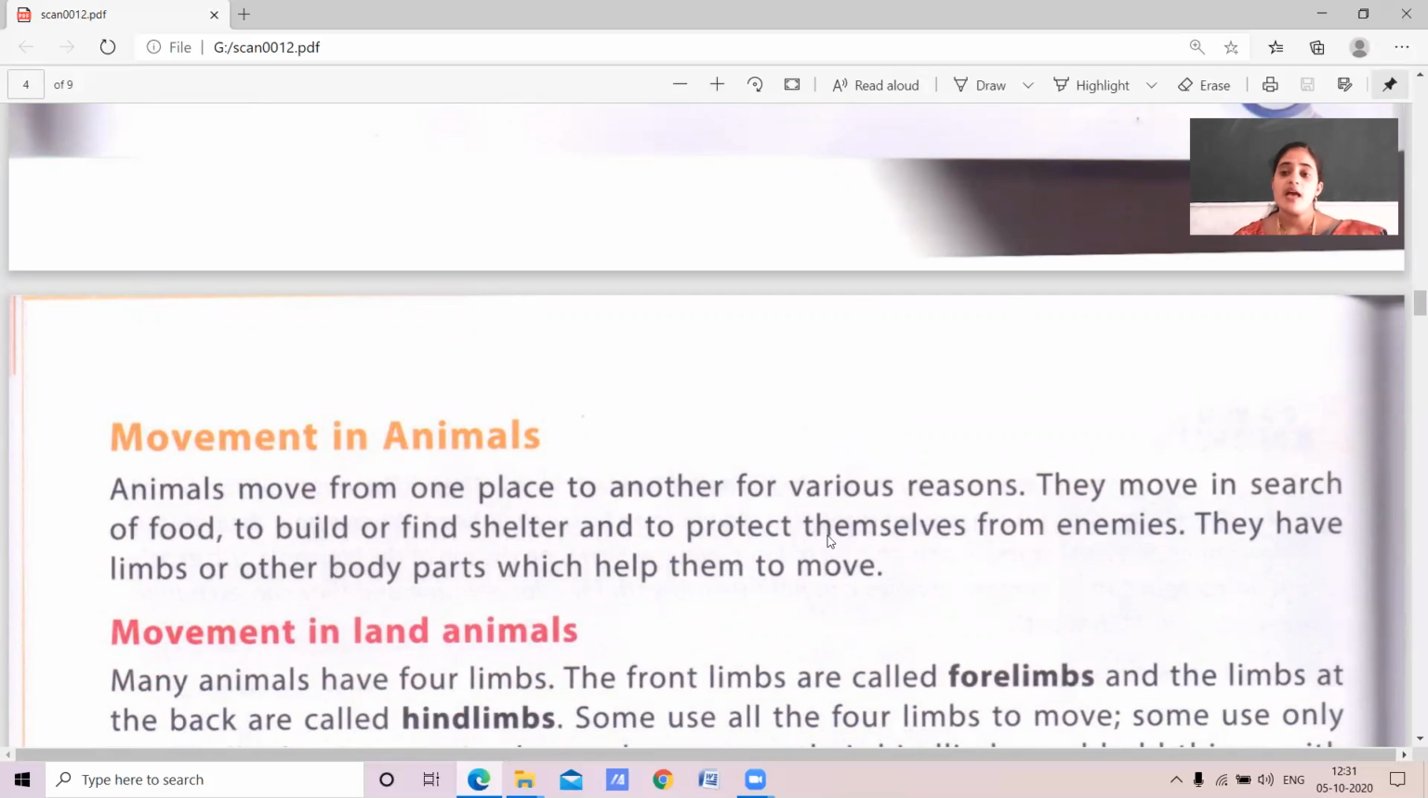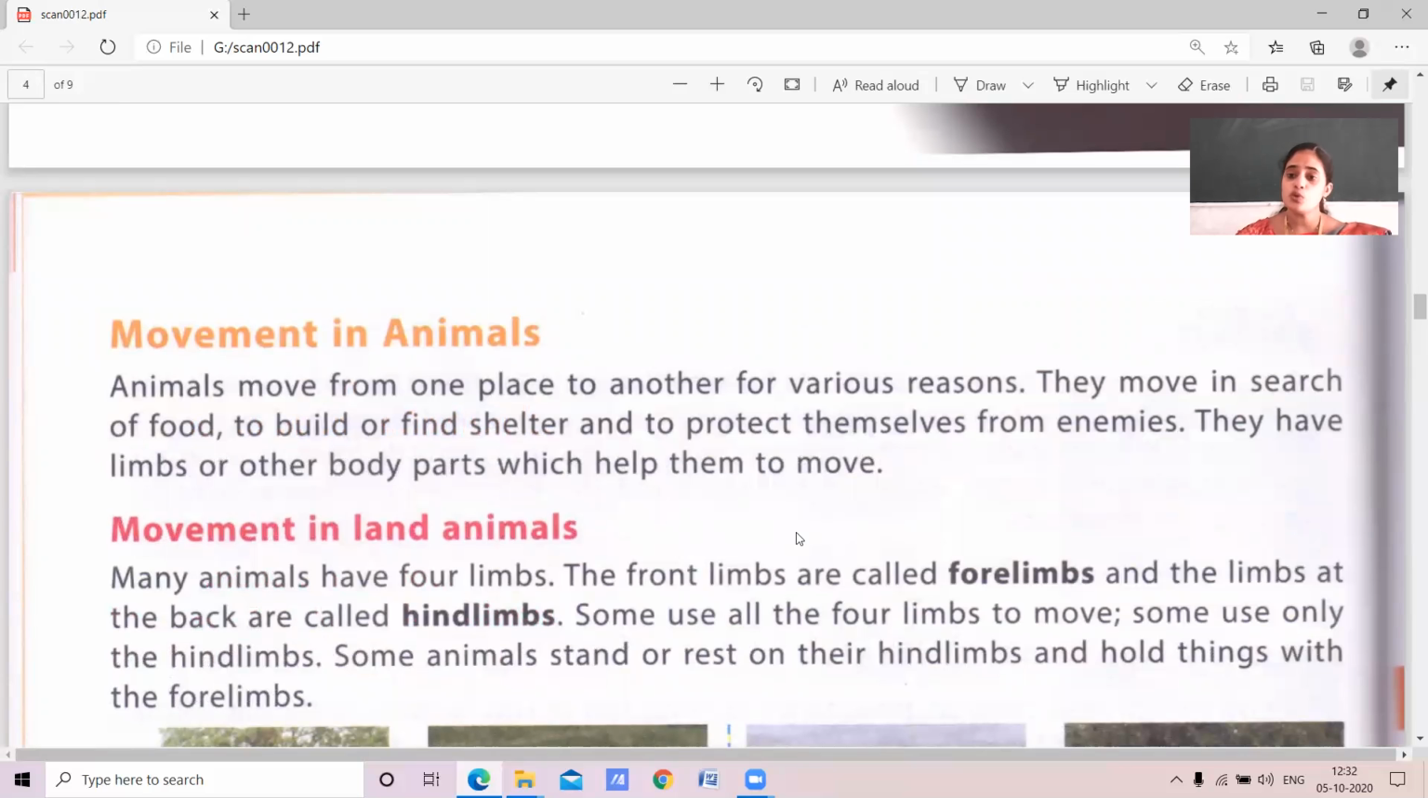Yes, children. As you know very well, living organisms have certain characteristics: breathing, movement, and feeding habit. So now we are going to study movement in animals, how movement takes place in living organisms. Every living organism moves from one place to another in many ways, in search of food, to get shelter, and for other reasons. So why do they show movement?